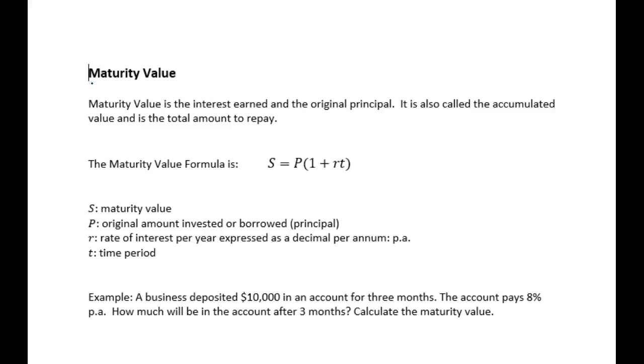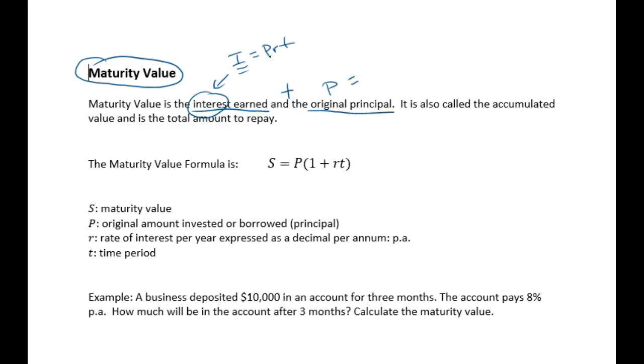So we're going to look at what's called the maturity value and the formula relating to that. The maturity value is the interest earned and the original principal. We know we can find simple interest using the formula I equals PRT, and that will give us the interest. If we take that and add the original principal, what we either owed or what we let to be borrowed, then this is what we call the maturity value. It's basically just taking your principal and adding the interest component.